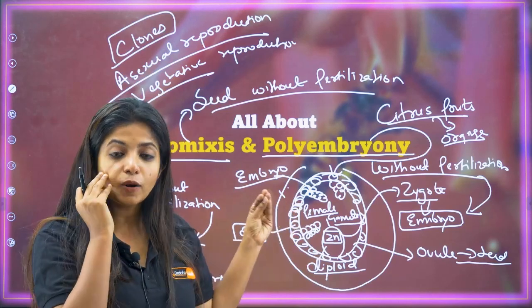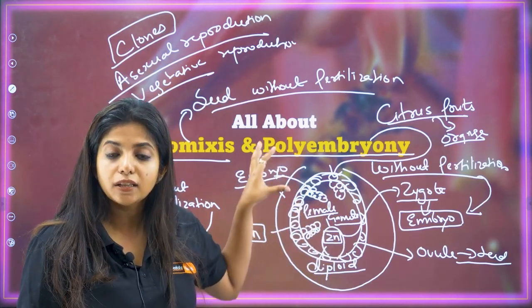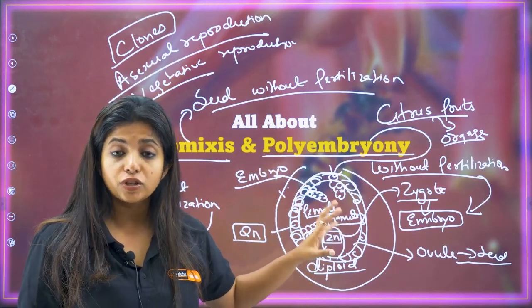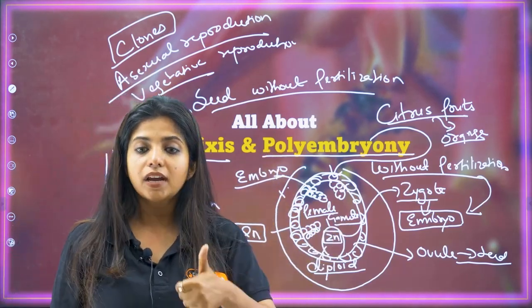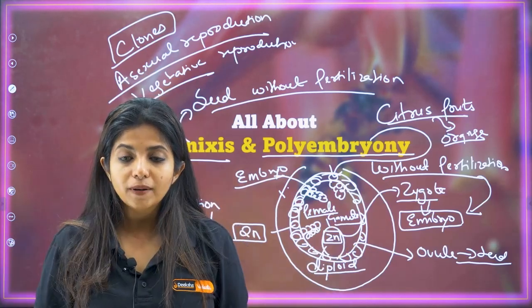Here, without fertilization, you are getting the embryo, and that embryo is looking exactly like the parent plant, which had all the good features. Suppose the parent plant is disease resistant and good in all aspects. It's very easy for the farmers to grow this type of plants, right?